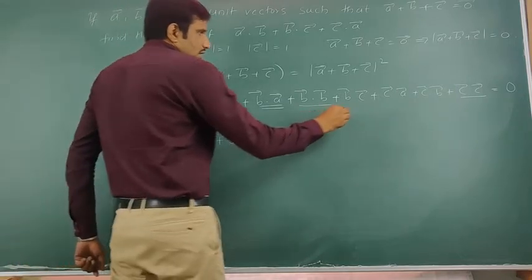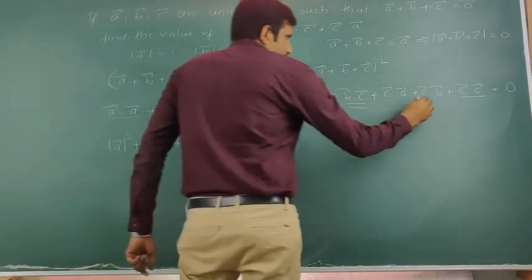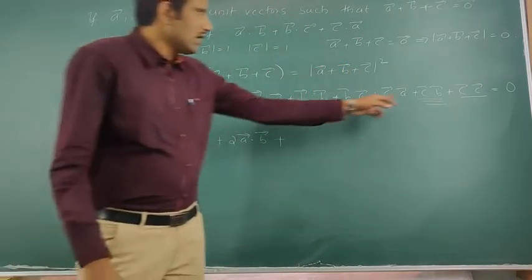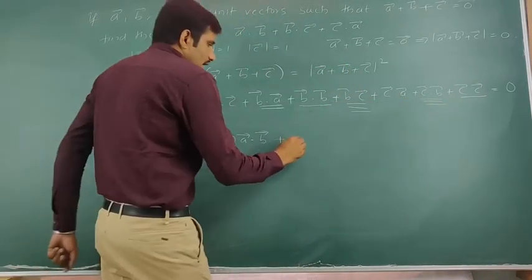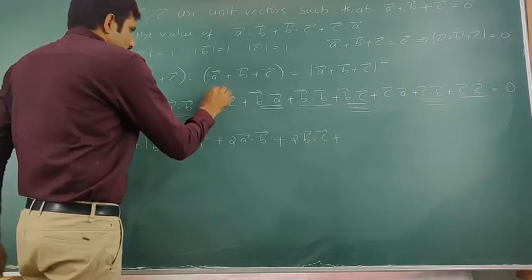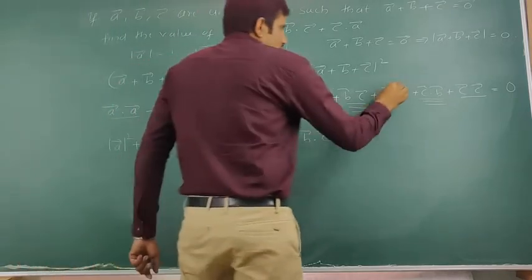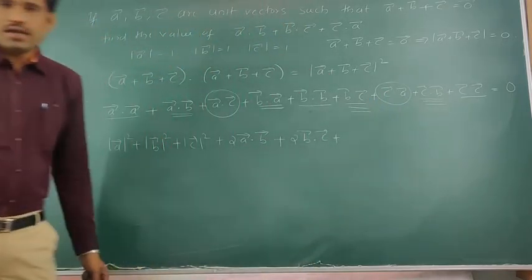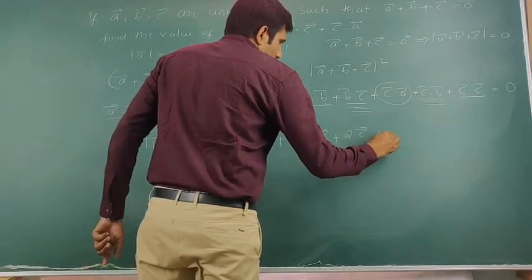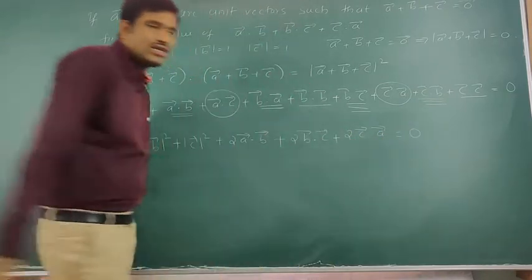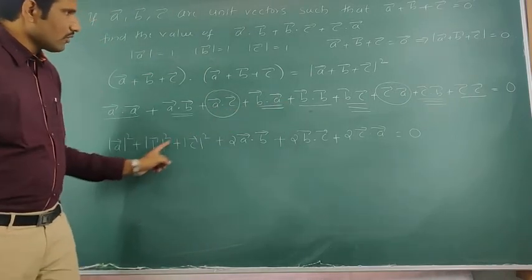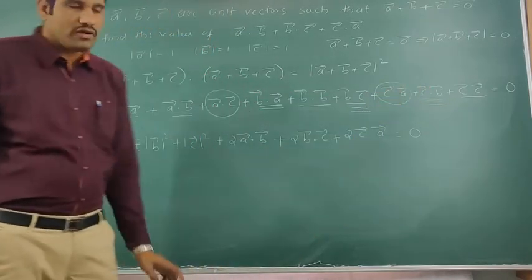Plus, see, then B dot C and C dot B both are same. Right? So B dot C and C dot B both are same. That I can write as 2 B dot C plus last term, that is A dot C plus C dot A. A dot C plus C dot A both are same. That I can write as 2 C dot A is equal to what? 0. So A dot A magnitude of A square, B dot B magnitude of B square, C dot C magnitude of C square.